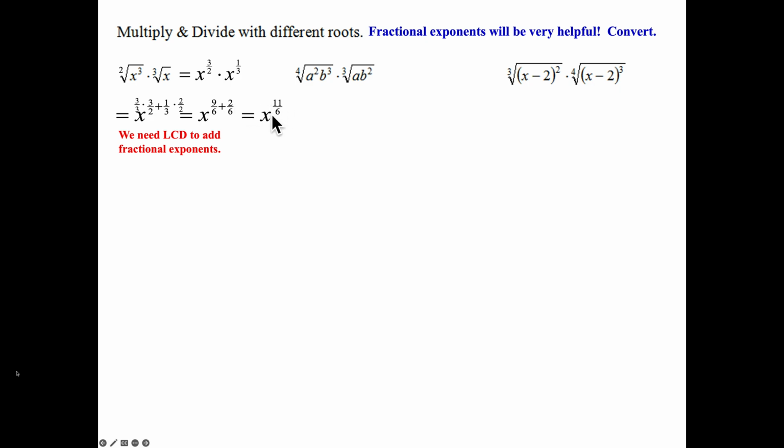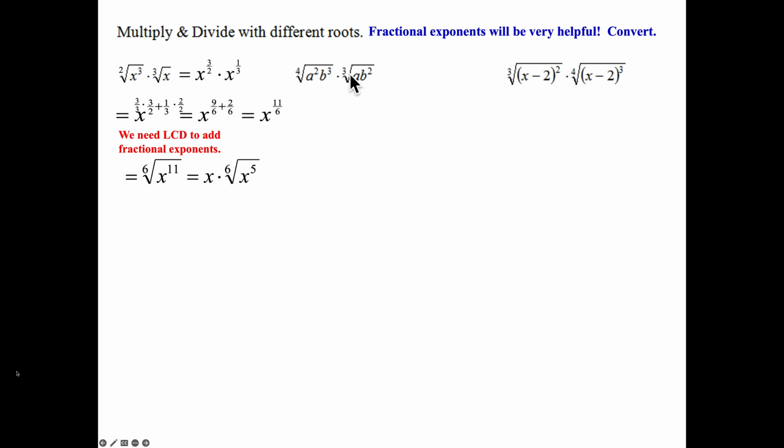And now, once we have x to one single fractional exponent, we rewrite it as a radical, the 6th root of x to the 11th. But now we can use your Gazinta rule. 6 goes into 11 once, so we'll take out 1 x, but then there's 5 x's left over, so x to the 5th on the inside.